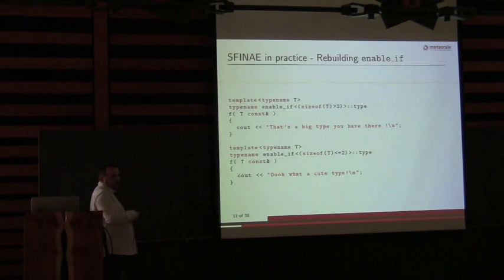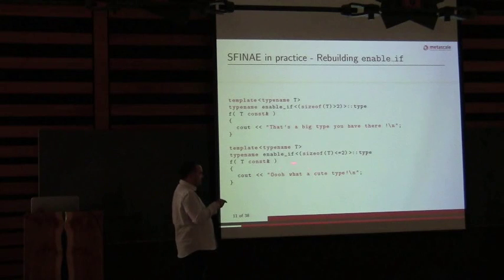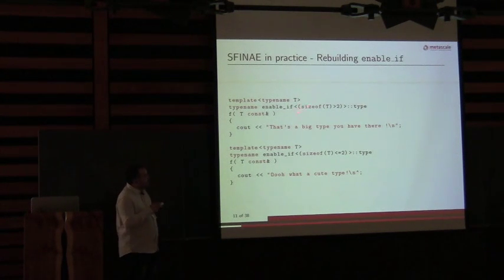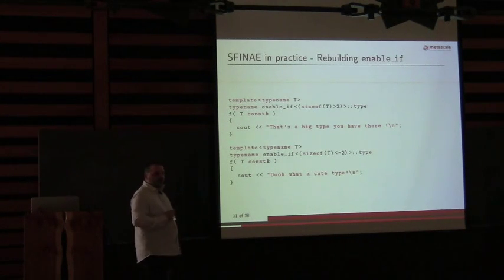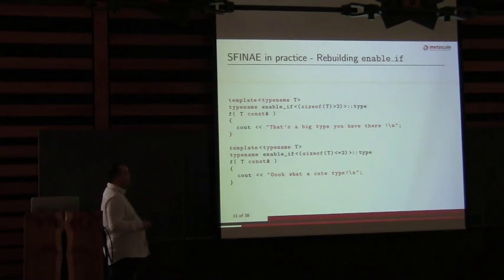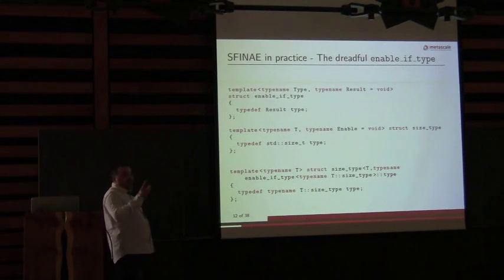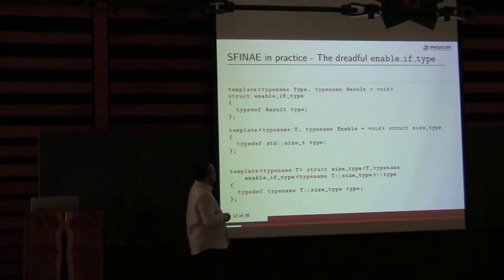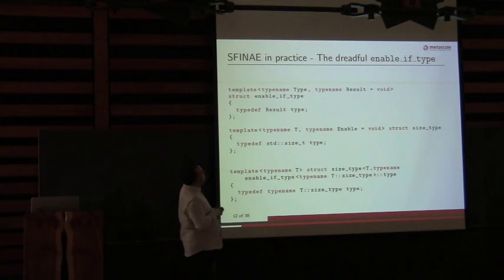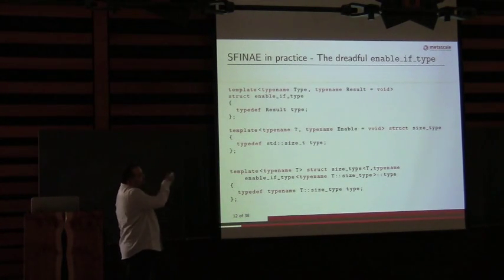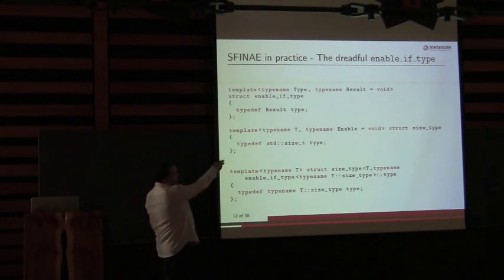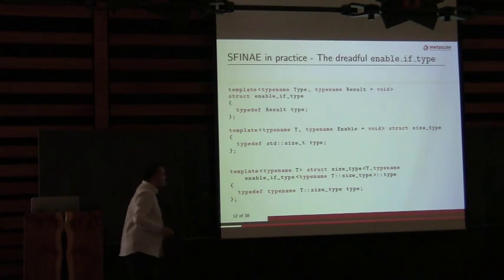If you call with, let's say, a short, things will go the other way around, and you will end up selecting this one. So as long as we can put conditions there that can be evaluated at compile time and are self-exclusive, we can select between variations of a function based on an arbitrary static condition. But there is more. Let's look at this. So enable_if_type is a structure that takes a type and another type called result, and just forwards result through this typedef.